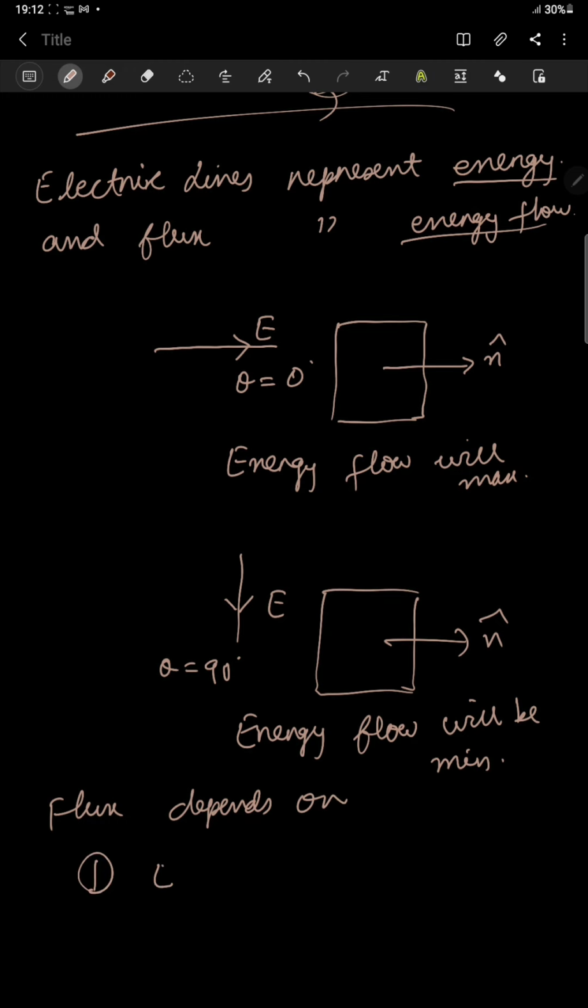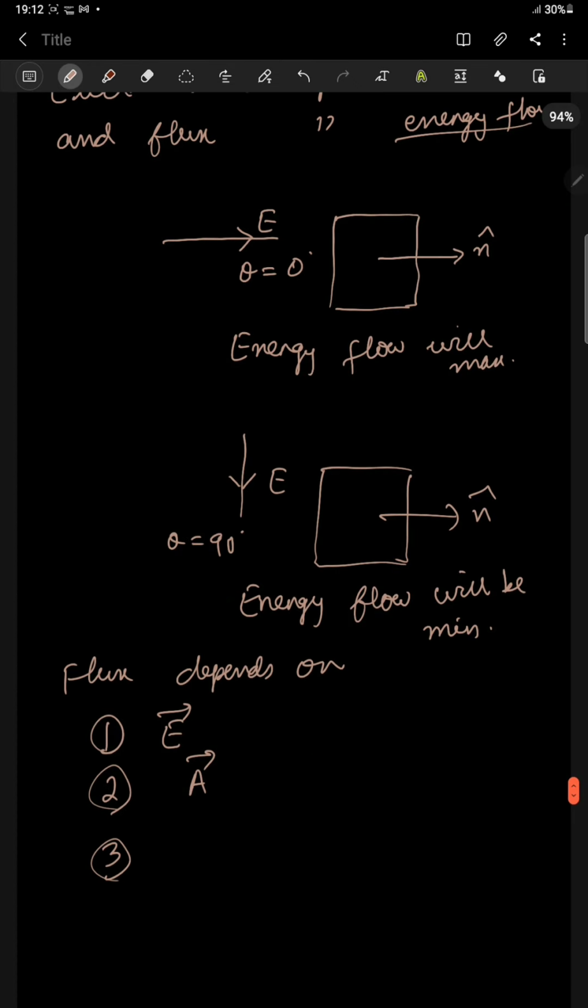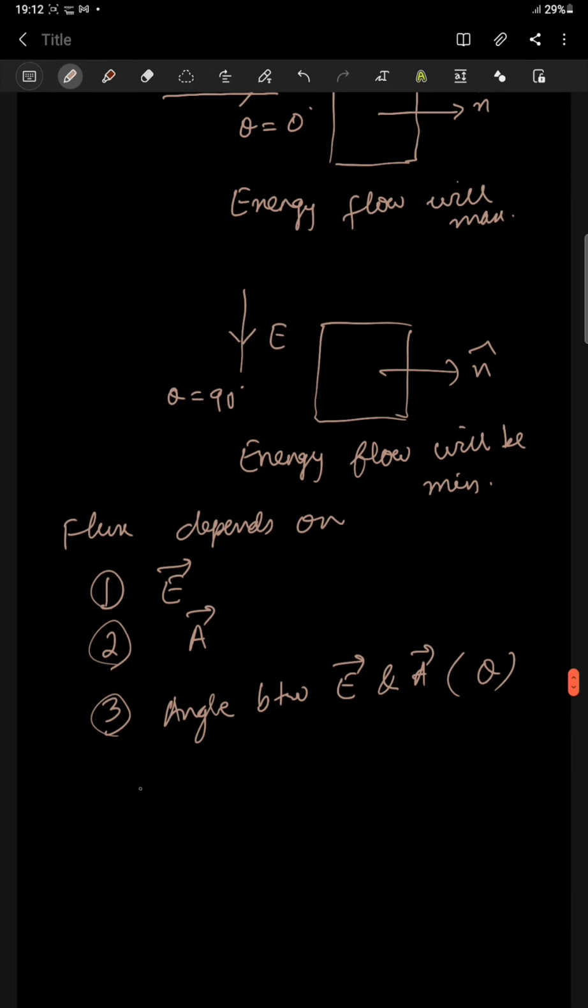So my point of saying is that your flux depends on three things. The first quantity is the electric field. The second one, you have to talk about the area, your area vector. And the third thing is the angle. Which angle? The angle between electric field and your area vector, which is theta. Okay, so flux basically depends on these three things, and we know that your flux will be proportional to electric field magnitude, proportional to area magnitude, as well as proportional to theta.